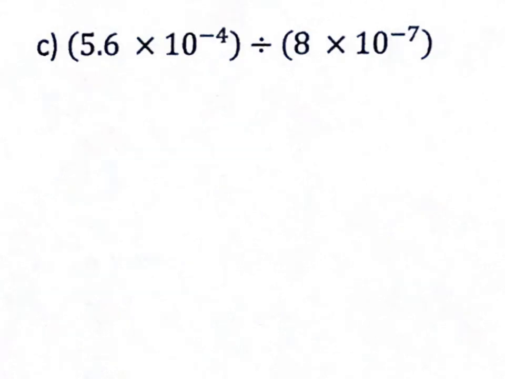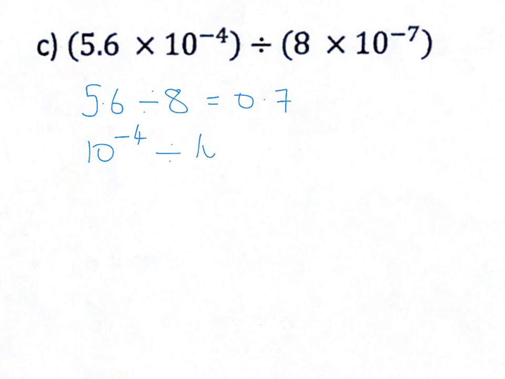Example C, 5.6 divided by 8 is 0.7. 10 to the power of minus 4 divided by 10 to the power of minus 7 is equal to, well, what we're doing is we're dividing, so it's take away. We've got minus 4 take away minus 7. The two minuses will give a plus, so it's minus 4 plus 7, which is 3, so it's 10 to the power of 3. Combining those, we have 0.7 times 10 to the 3.